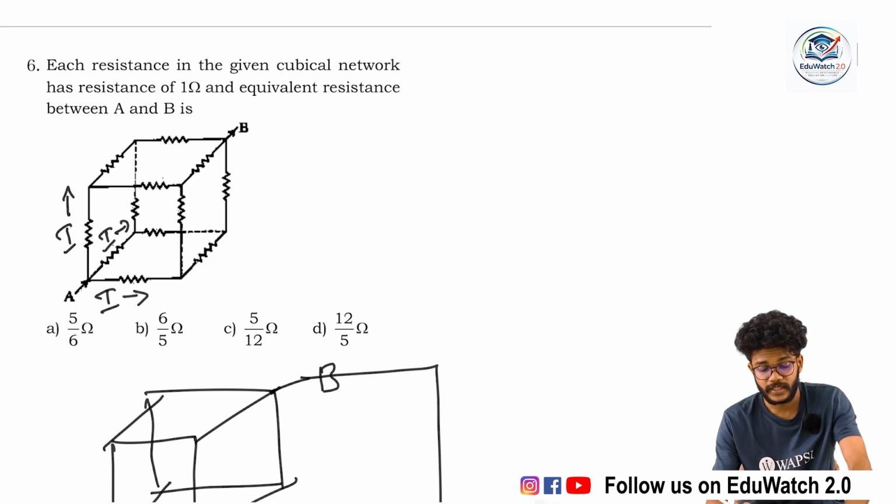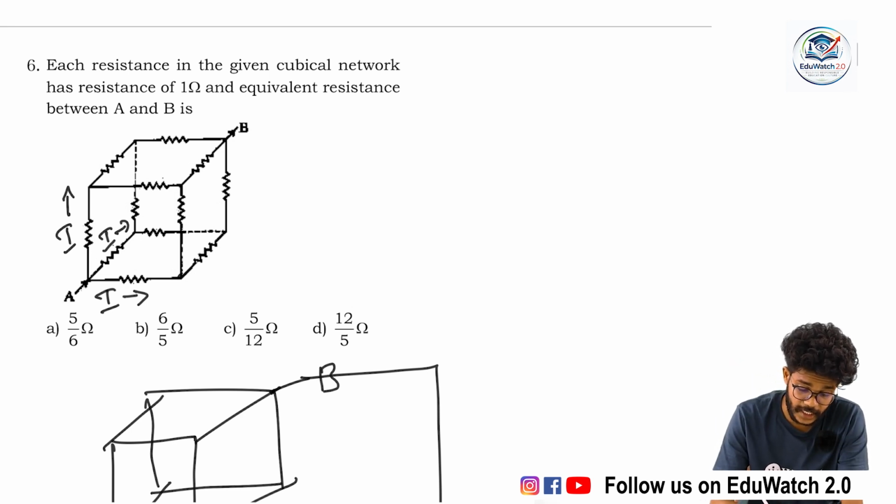After this connection, the current is here, and the current has to be divided into 2 parts. In this part it will be I by 2, and in this part it will be I by 2, because here it is connected into 2 parts and here it is connected into 2 parts.